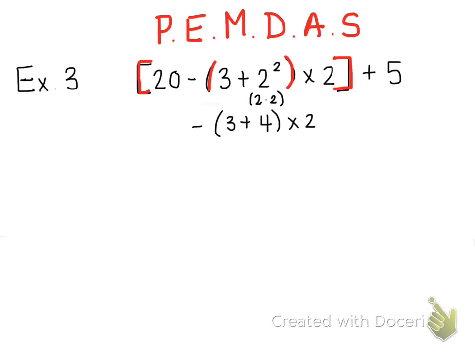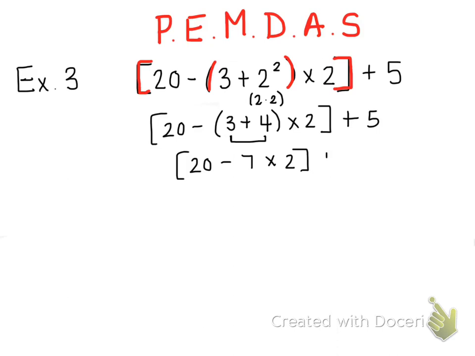I'm going to rewrite the times 2 and the 20 minus, and the plus 5. So I still have that same innermost grouping symbol. So I'm going to solve the 3 plus 4 next, which is 7. Now I have solved everything inside that parenthesis, so I can drop the parentheses and just continue to write what's outside of it, keeping the brackets because we have not solved everything inside the brackets yet.